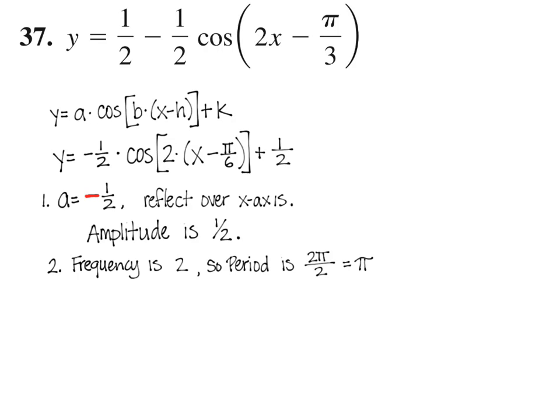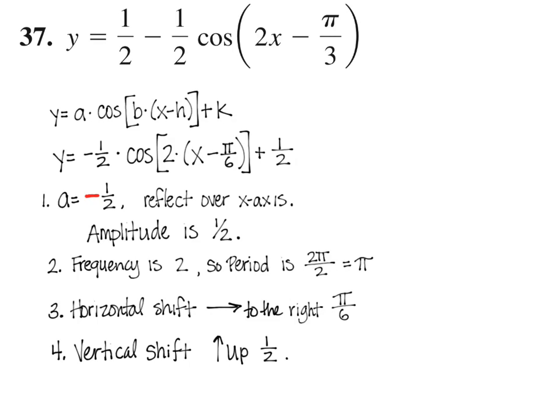The frequency is 2. So the period, remember, we take 2 pi and divide it by the frequency, and that gives us our period. Our period is pi. And we have a horizontal shift to the right, pi over 6. And we have a vertical shift up 1/2 unit.